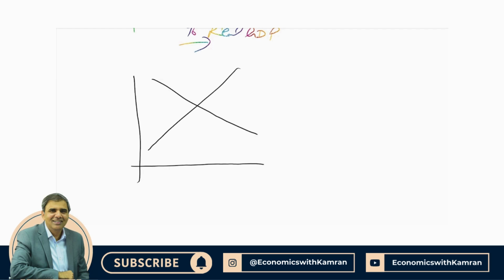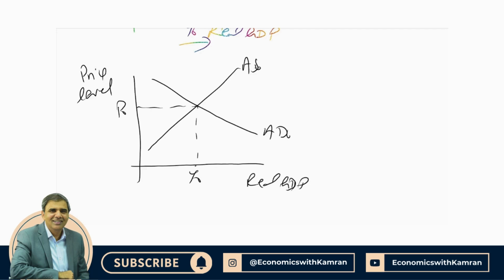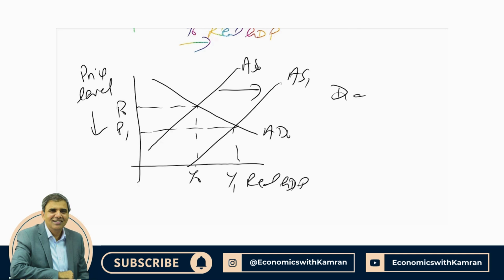Again, AD-AS, initial equilibrium, label the y-axis as well as the x-axis. AS shifts to the right, arrow, lower price level, higher income. So this is diagram 3.